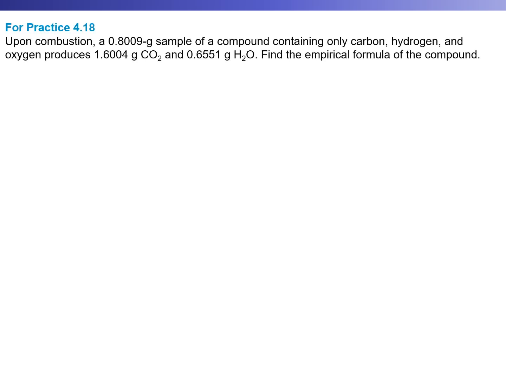So for problem 4.18, we're going to be putting all of this together plus one more little twist. So we're still going to have to find the empirical formula given some products. So our problem says that we're going to combust this compound. We don't know what it is. We know that we started off with 0.8009 grams of it, and that it's only made up of carbon, hydrogen, and oxygen, and that during a combustion reaction it produced 1.6004 grams of carbon dioxide and 0.6551 grams of water. And so from this information, they want us to calculate the empirical formula.